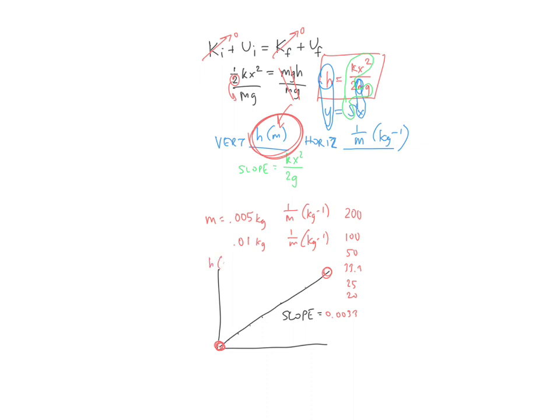Remember, on the graph, you should have your axes labeled. So you want to put height in meters on the vertical axis. You want to put 1 over the mass in units of inverse kilograms on the horizontal axis.